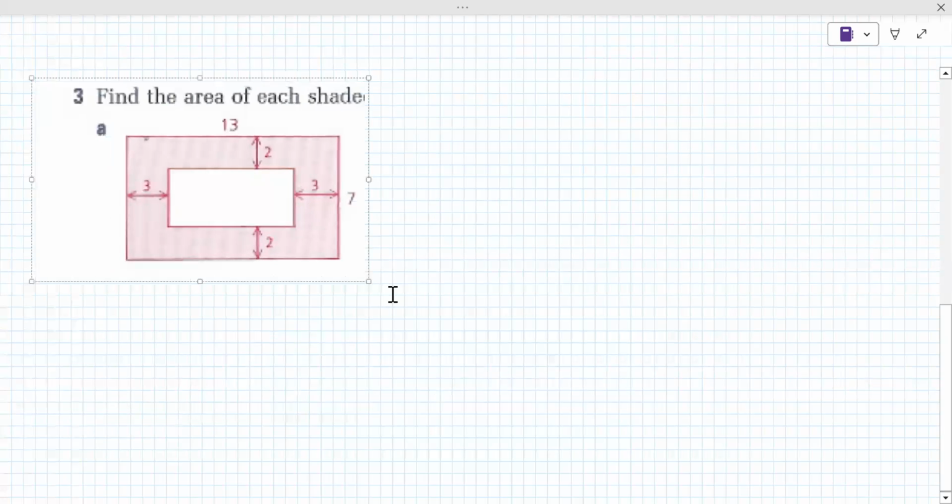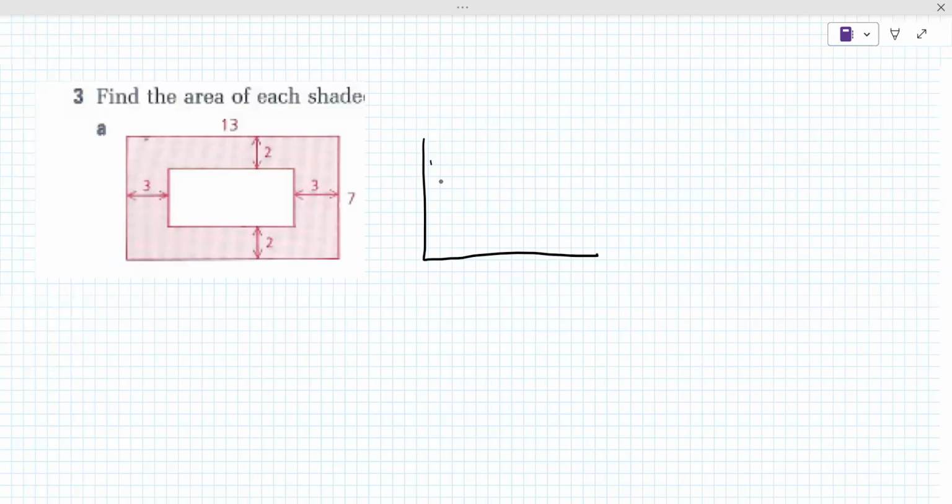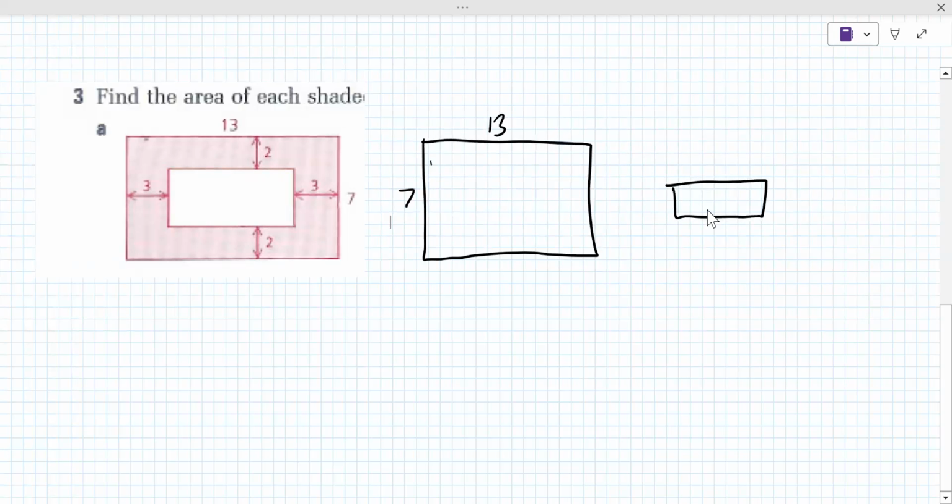All right, find the area of each shaded region. So a lot of times I think it's worth actually making 2 drawings here. These are called composite shapes, and then as best you can labeling or relabeling them, and then getting the new dimensions, because we know it's the big one minus the little one. And the little one here, hopefully you see that the 7, you take away the 2's, so that's 3. The 13, you take away the 2 3's, which is 7. 7 times 13 minus 7 times 3.